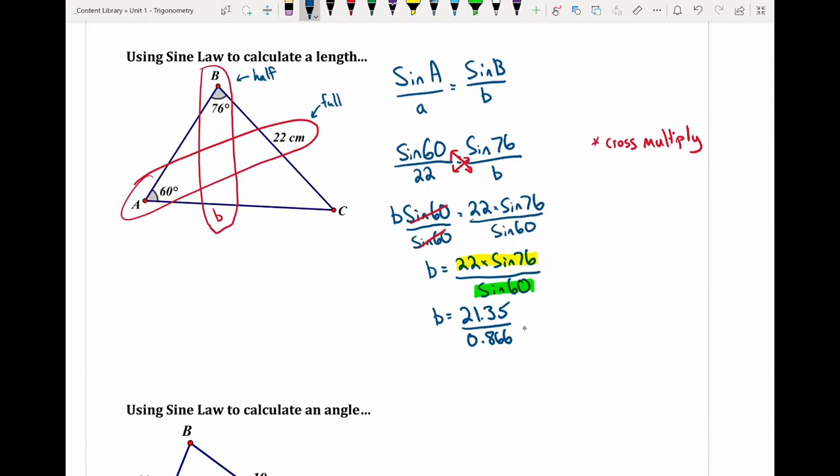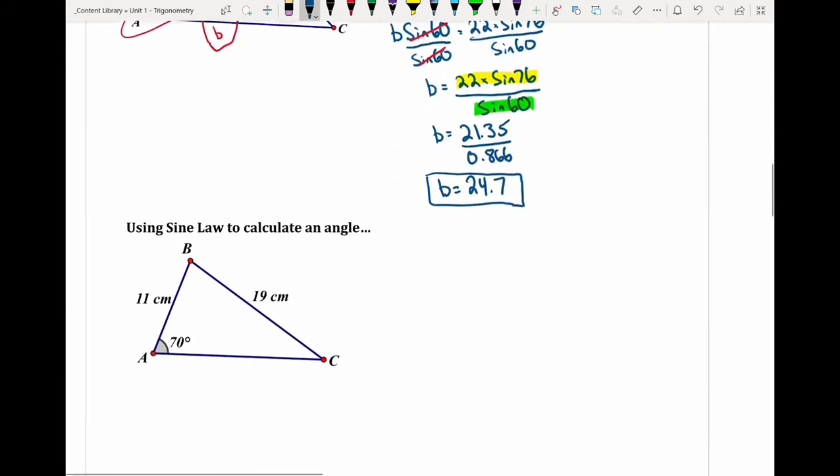So I've simplified both of those parts, the 22 times sine 76 is 21.3, then sine 60 is 0.6. I divide those two, and we get 24 as the side length. So that's how you use sine law to calculate length.